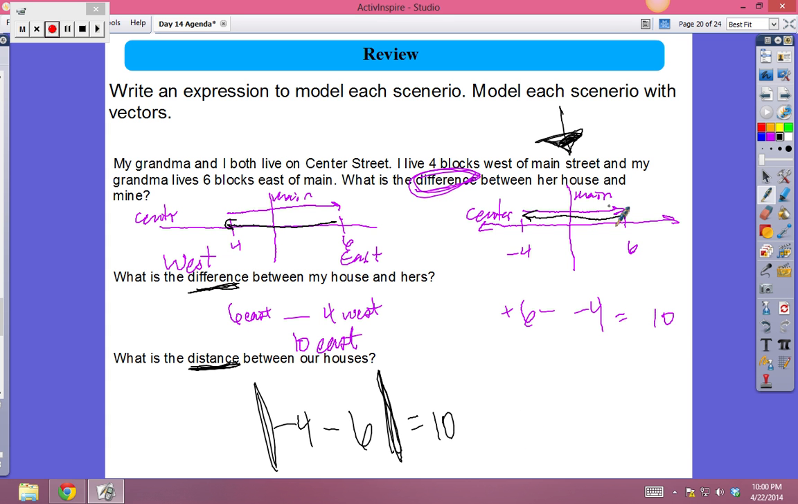Or I can go from my grandma's to my house. The operation is subtract to find the difference between these two, and my house is at negative 4. And that really is the same as 6 plus 4. So the distance between 6 and a negative 4, and we mentioned that in class one time, the 6 plus 4 really is the exact same thing as 6 subtracted negative 4. And that is going to be a distance of 10 also.